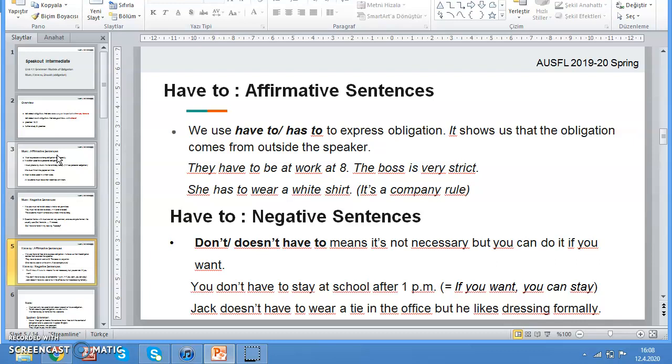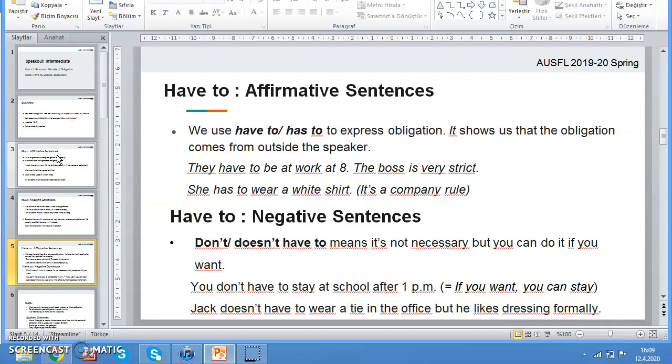Have to in negative sentences also has quite a different meaning. Don't have to or doesn't have to means it's not necessary, but if you want, you can do it. Here are the examples. You don't have to stay at school after 1 p.m. It means if you want, you can stay at school too.